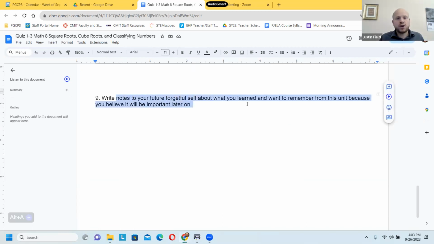And then notes to your future forgetful self. This is an important question, not because there's a specific answer, but because this is part of retrieval practice. Retrieval practice will help you remember things. And so it's a no pressure question that you want to do. Let's see what this person did. I remember learning how to set up perfect squares. Write notes to your future self about what you learned and want to remember because you believe it will be important later on. So when you do a question like this, make sure you're answering the whole question. This person did not answer the whole question.